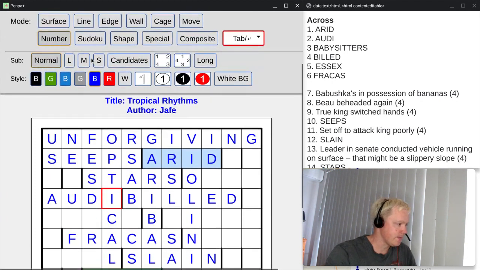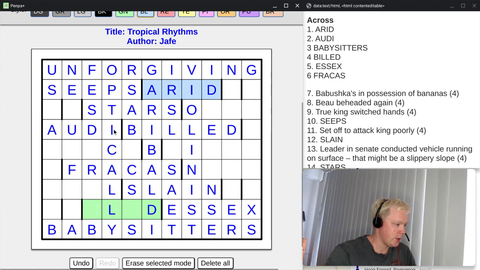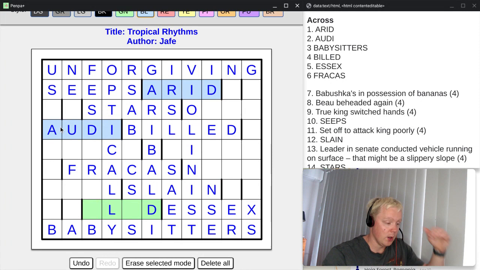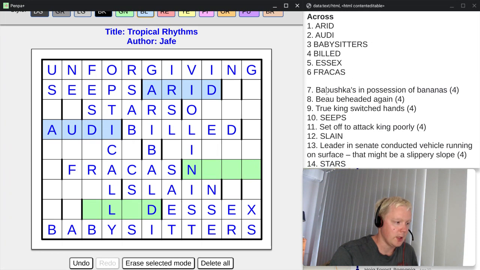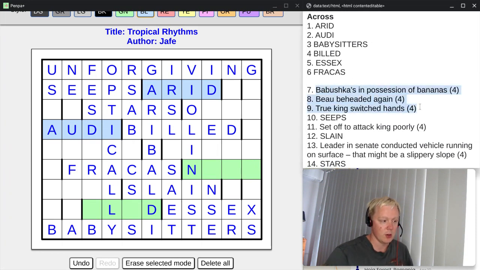Which also means that we have a word here, Audi, and now we have to have a 4-letter word in the symmetrical position. So it's on this row here. So we have to have a 4-letter word starting with N in the grid. Okay, now do we know which 4-letter word it is? We don't. We know it's one of these 4 because it can't be anything after Seeps in alphabetical order, but we don't know which one of these it is. So we should solve these next.